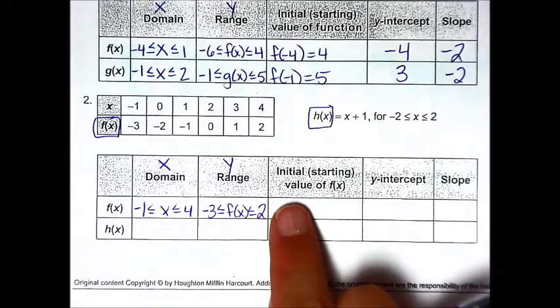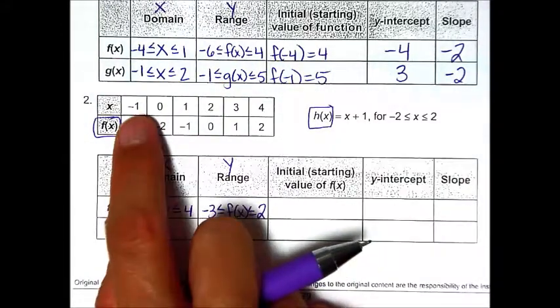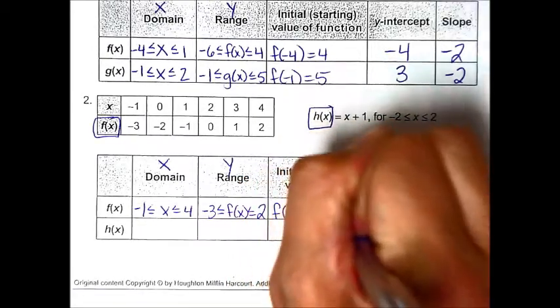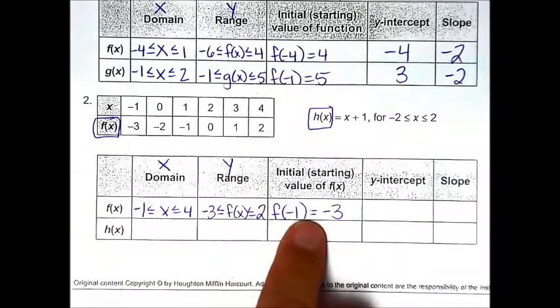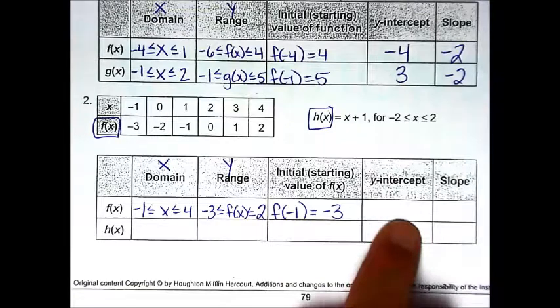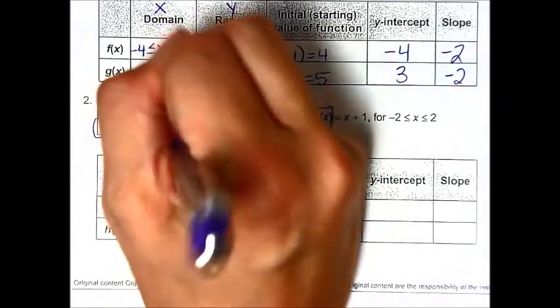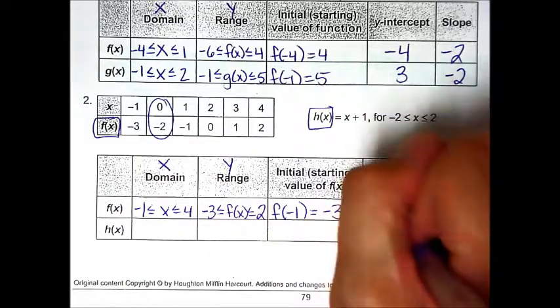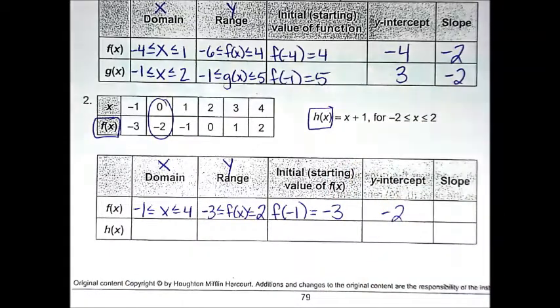Initial starting value is just, hey, what's the first point? Well, when we plug in f of negative 1, we get negative 3, first point. Okay, y-intercept. Remember the trick from up above. To get a y-intercept, you make the x a 0. Hey, look, there's where the x is 0. That is your y-intercept. Your y-intercept is negative 2.